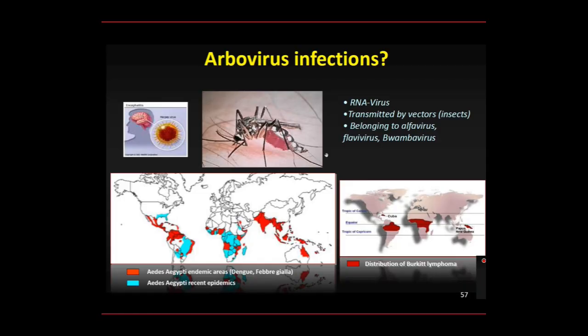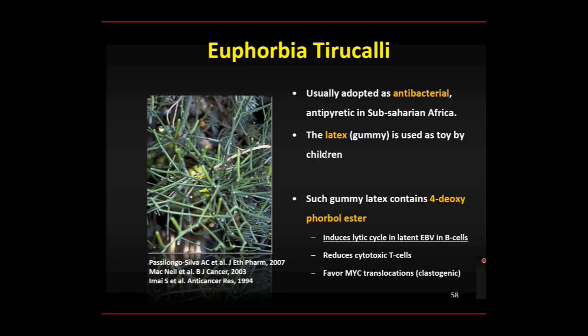However, it's certainly an interesting starting point for research. Last but not least, Euphorbia tirucalli is a plant very common in the environment in Eastern Africa, and is a plant with several properties.